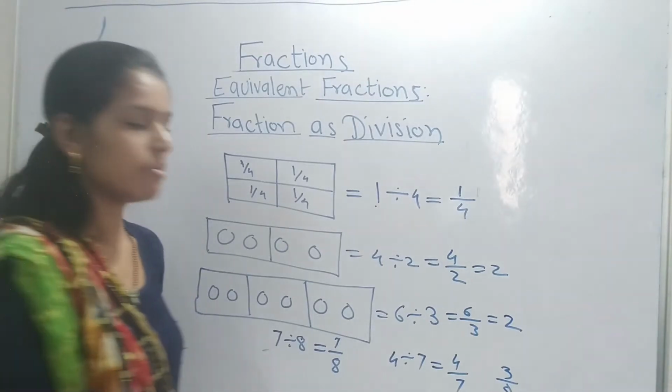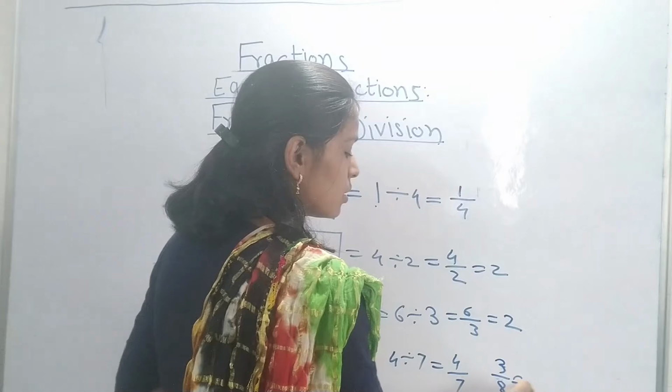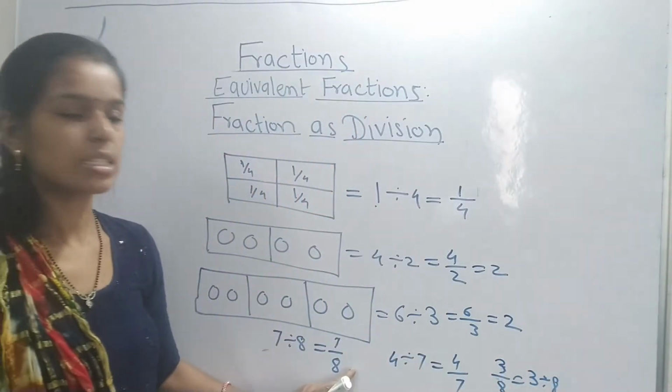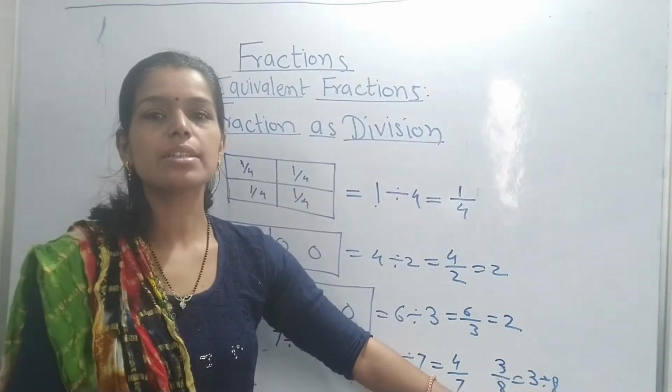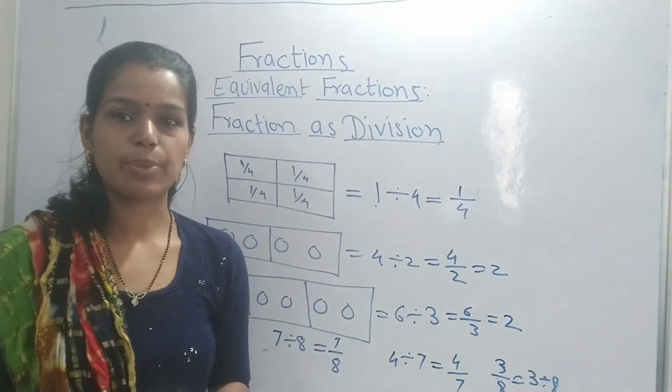3 by 8 means nothing but 3 divided by 8. So in this way, division can be written as a fraction and a fraction can be written as a division. Got it? Now let's solve the exercise part.